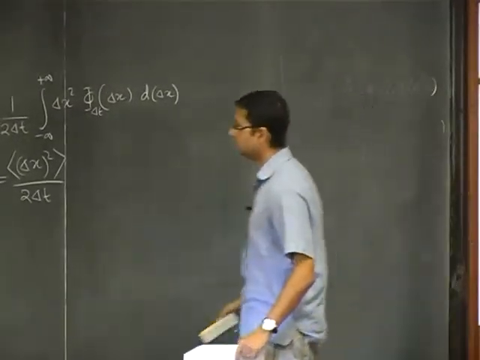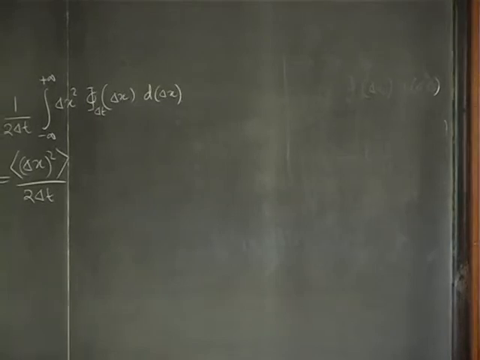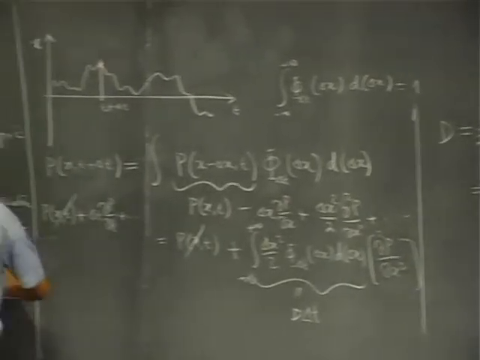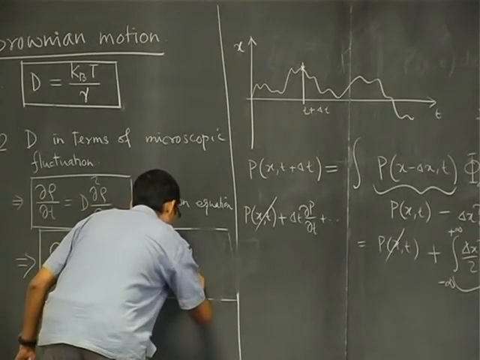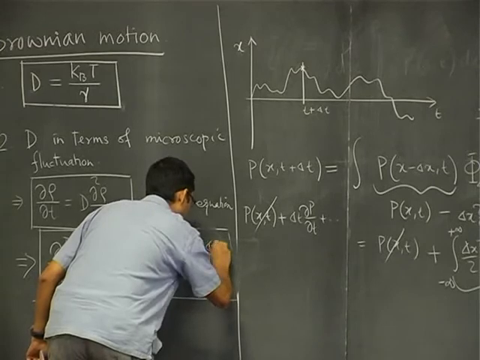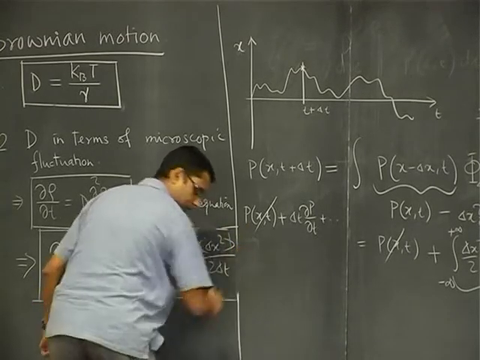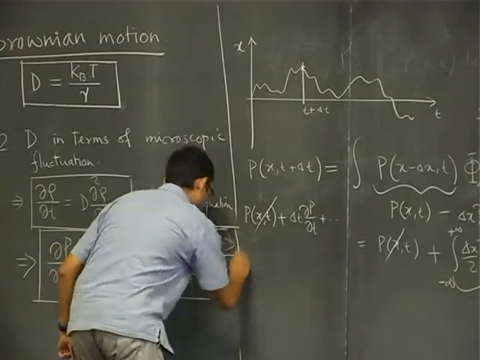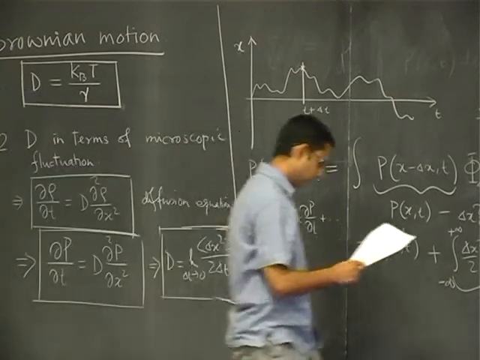Okay, so this is what I got. These are the two equations I get. This is in the limit, so I should write that this is equal to this: D is equal to the limit as delta t goes to 0 of delta x squared divided by 2 delta t. So these are the two definitions of the diffusion coefficient I have.